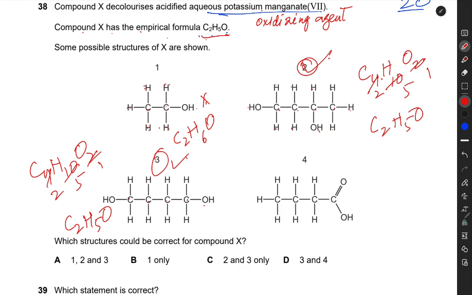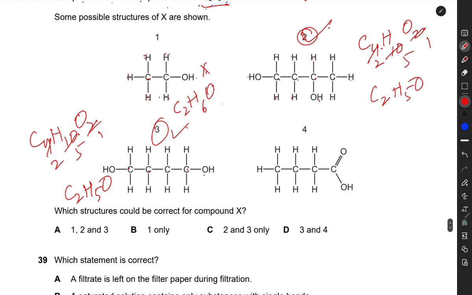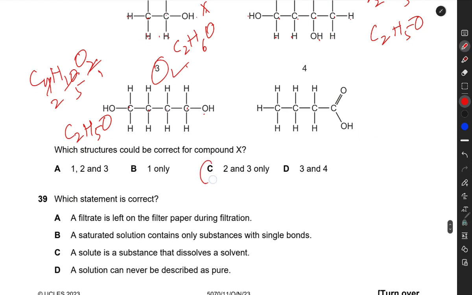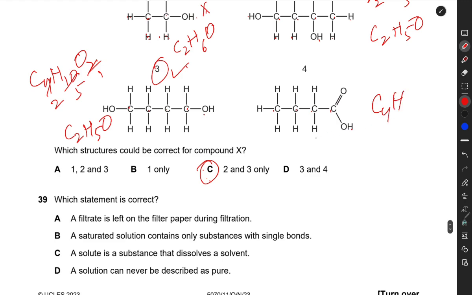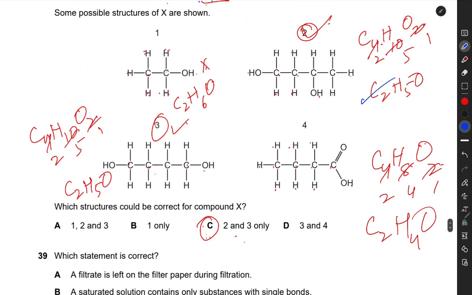This is a carboxylic acid, so it could not be correct because a carboxylic acid cannot react with acidified potassium manganate. This one is C4H8O2, which is 2 C2H4O. So only structures 2 and 3 have the correct formula. Which structures could be correct for compound X? C: 2 and 3 could be correct, this one and this one.